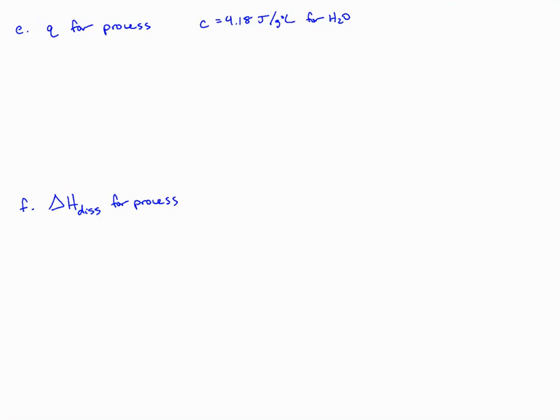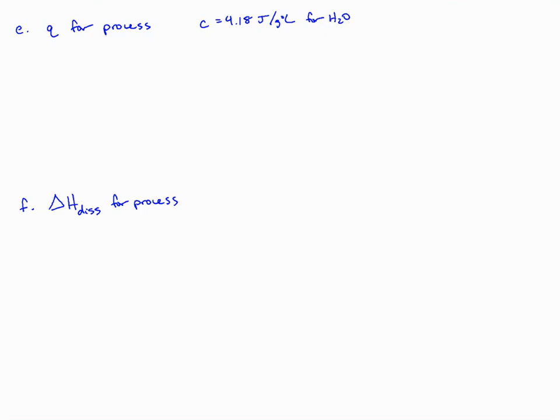For part E, it says calculate the heat flow for this process, and the specific heat of water is 4.18 joules per gram degree Celsius. So figure out Q for this process. We know the temperature of the mixture went from 25.0 Celsius to 51.6. This is one of those AP type things where our question is at the bottom of the page, but the information we need is all the way at the top of the page.